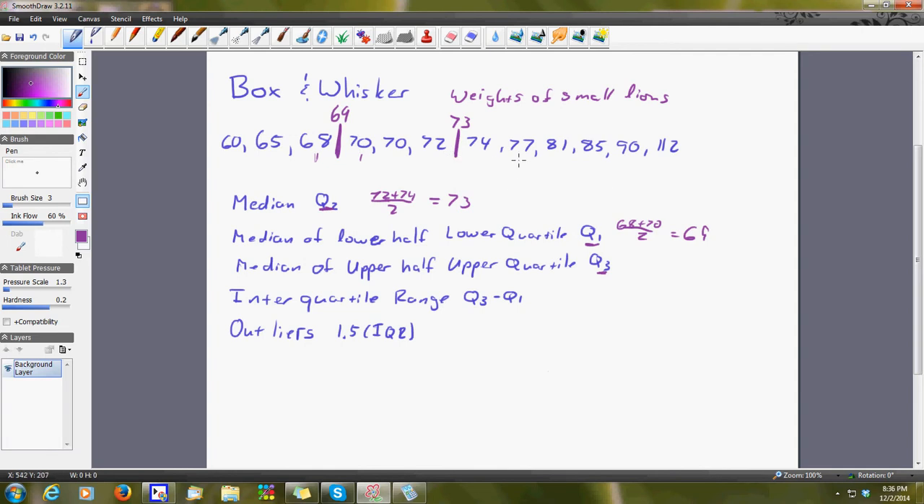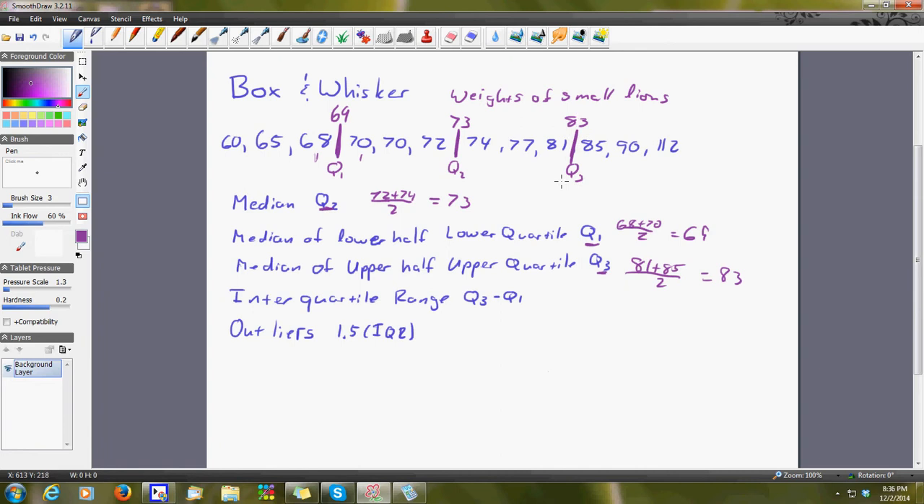And that's it. Now I'm going to find my upper quartile. So this is my quartile 1. This is really quartile 2. Now I count 1, 2, 3, 1, 2, 3. Ooh, I got a big split here. I have 81 plus 85 over 2, and that's going to give me an 83. And so this is quartile 3.